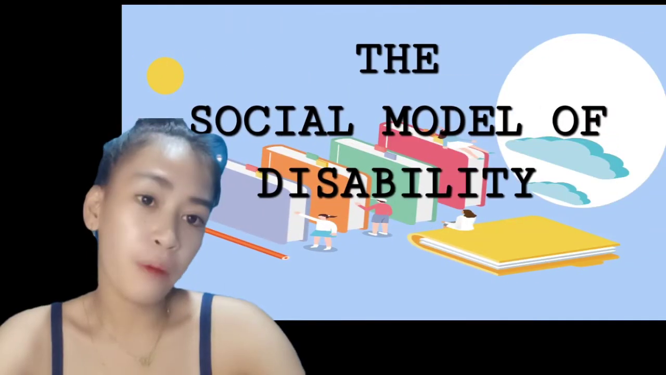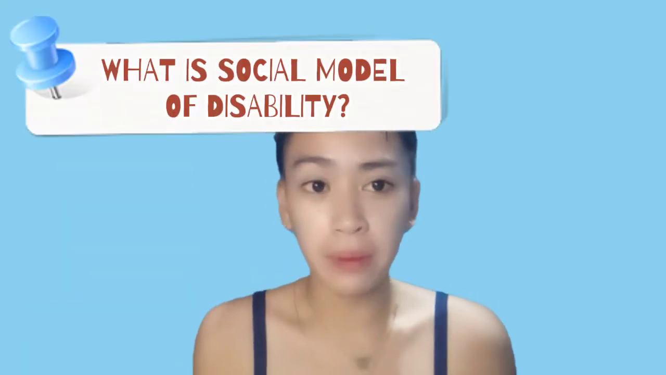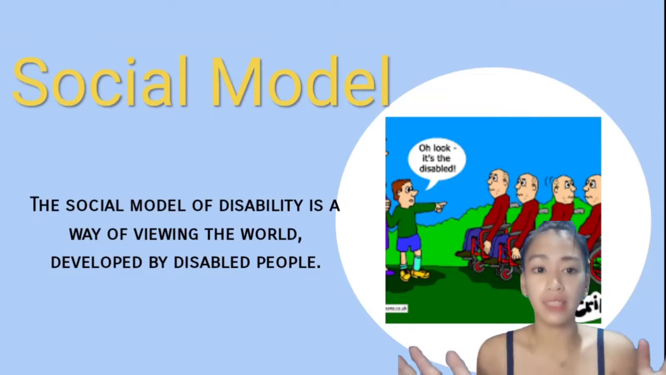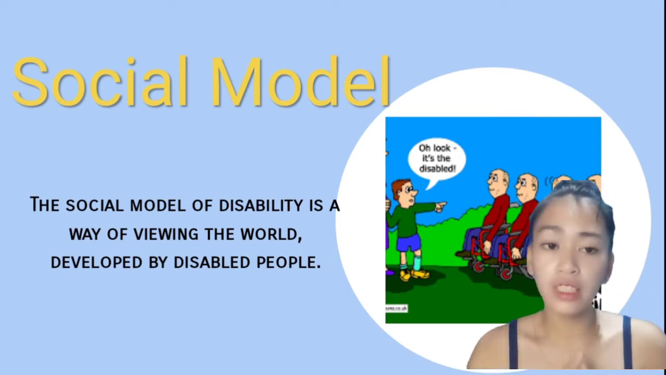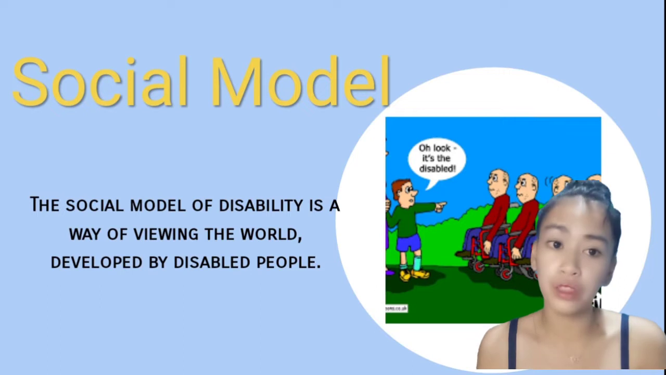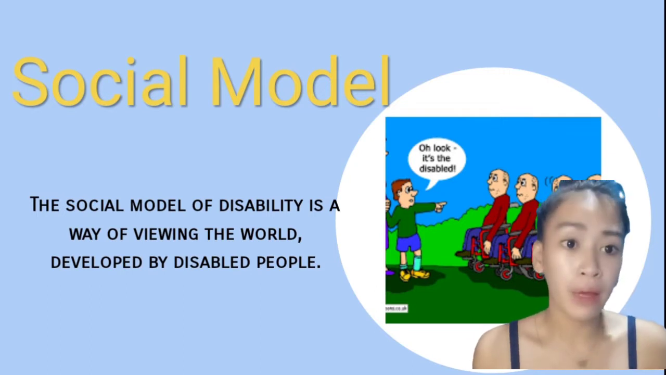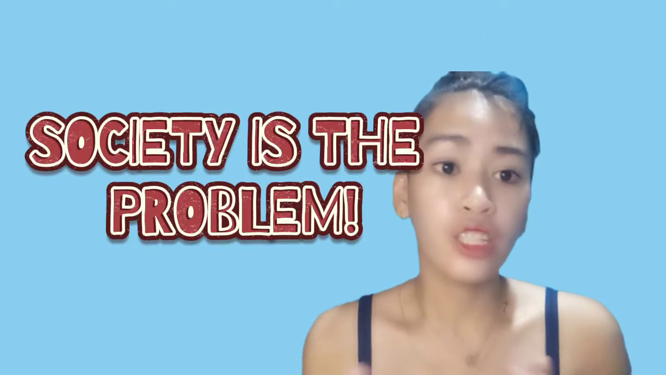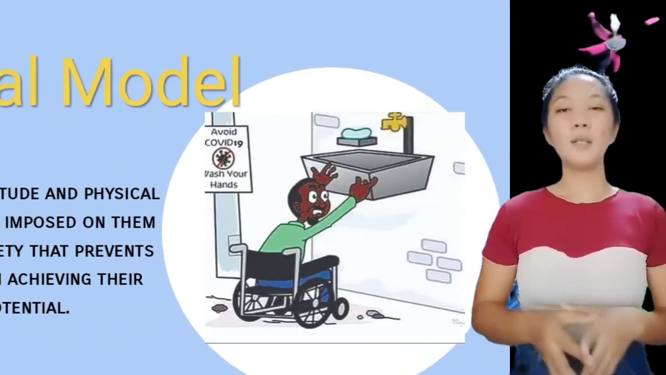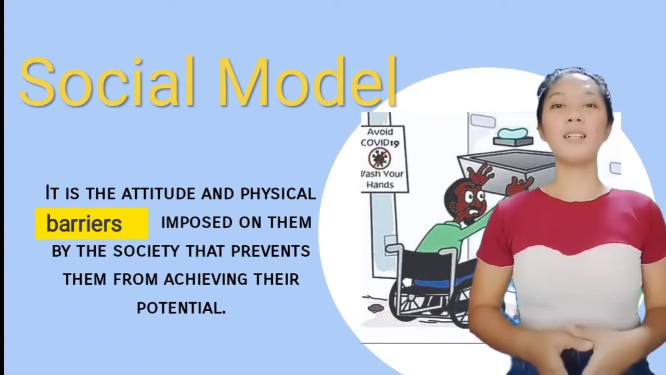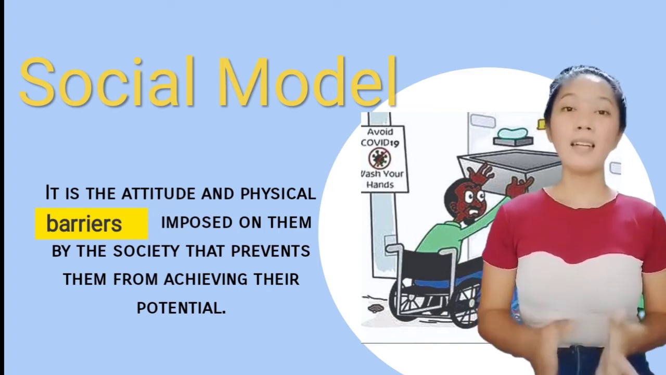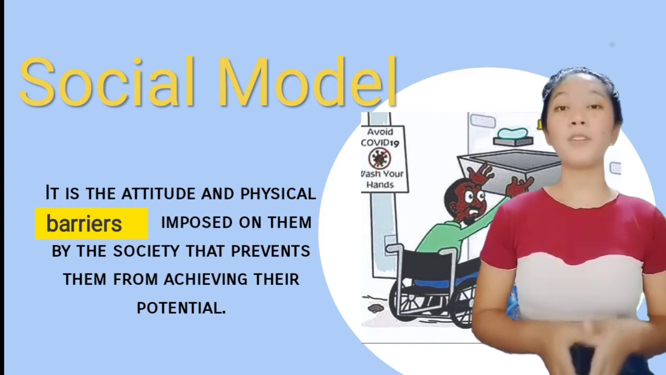Now, let's start to talk about the social model of disability. So, what is the social model of disability? The social model of disability is a way of viewing the world developed by disabled people. It is when a person's activities are limited not by his or her condition, but by the environment that gives the limitations to disabled people. In this social model, the society is the problem. It is the attitude and physical barriers imposed on them by society that prevent them from achieving their potential.